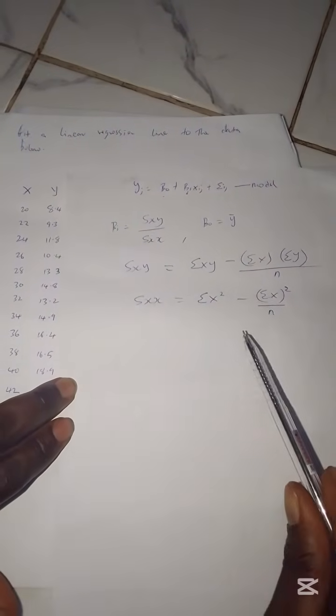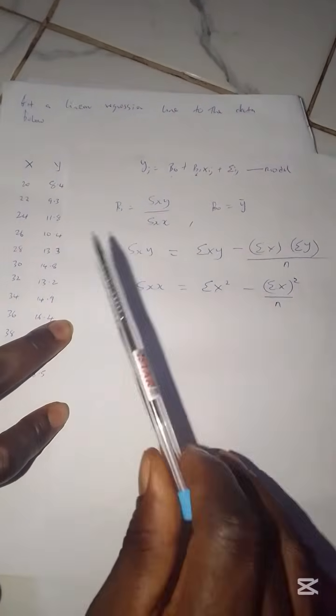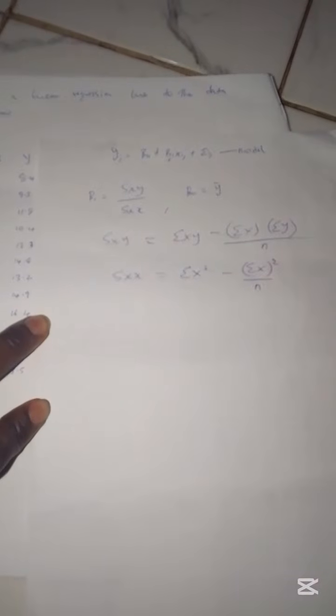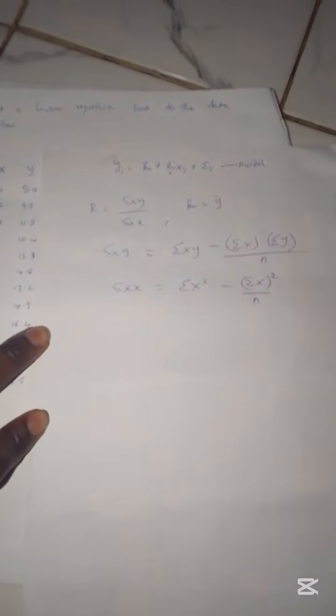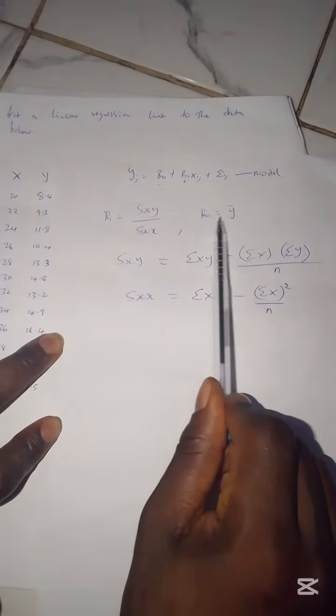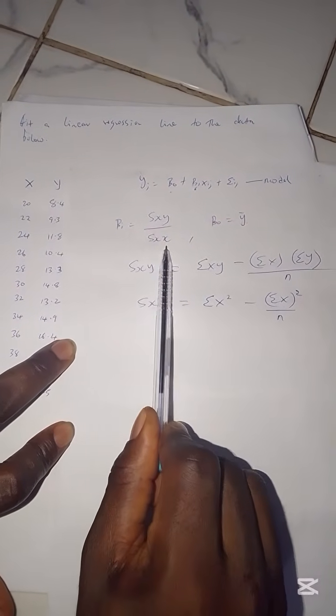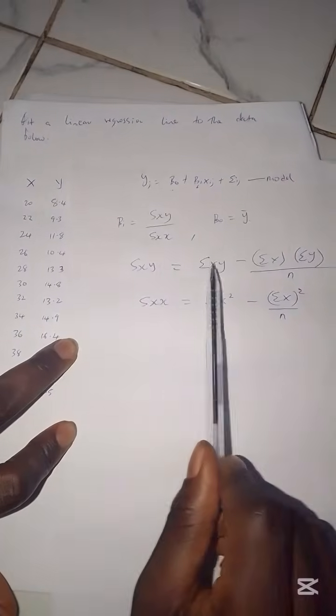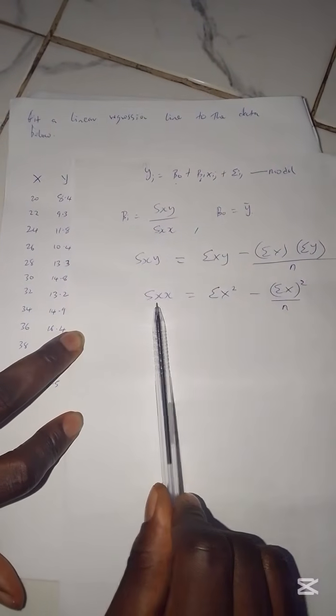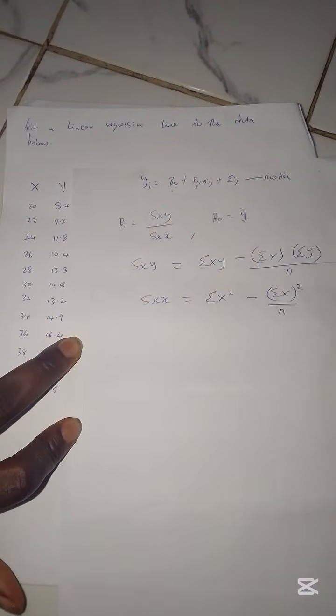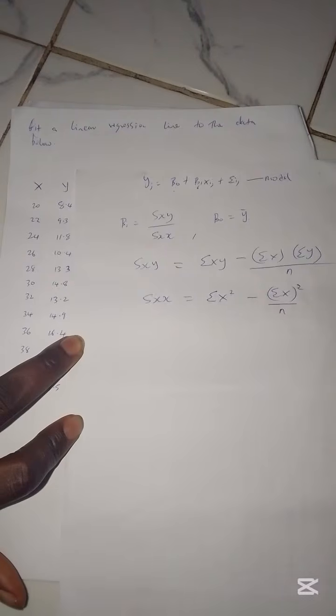If you know this, that means you are through, you are done. Just know that this is the model, that b0 is y bar, that b1 is Sxy over Sxx, that Sxy is equal to this, then Sxx is equal to this. If you know this, we are done.